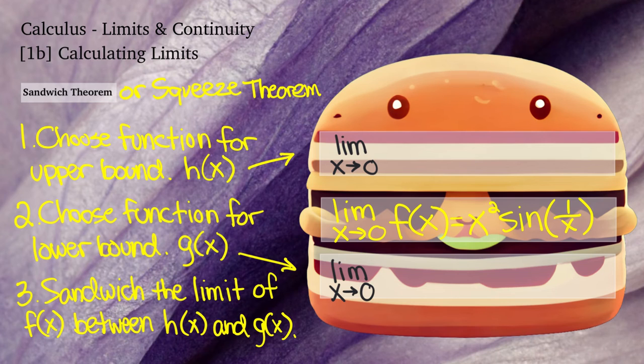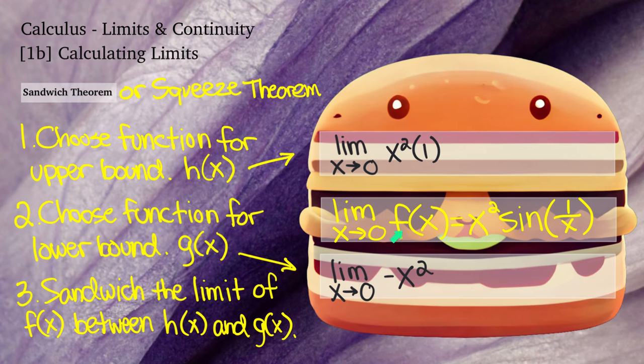The challenge now is finding h of x and g of x. To do that, let's think about the sine function. What's the max of that function? What's the min of that function? If we don't transform sine of x vertically, in other words, put a coefficient in front of the function like 2 or 5 or negative 3, then the max y value for the sine function is 1, and the min value is negative 1. Since the max value for sine of 1 over x is 1, then the max function would be x squared times 1. Similarly, the ground function would be x squared times negative 1, so negative x squared.